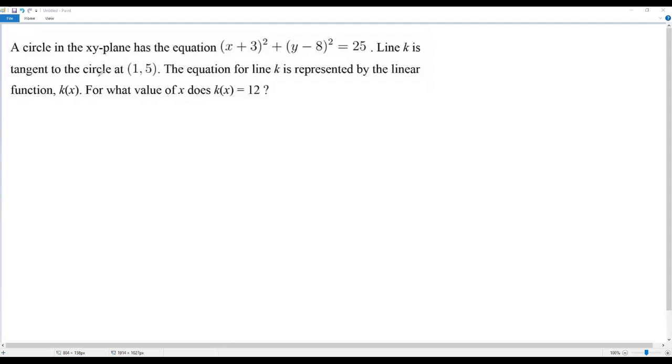Line k is tangent to the circle at (1, 5). The equation for line k is represented by the linear function k(x). For what value of x does k(x) equal 12?